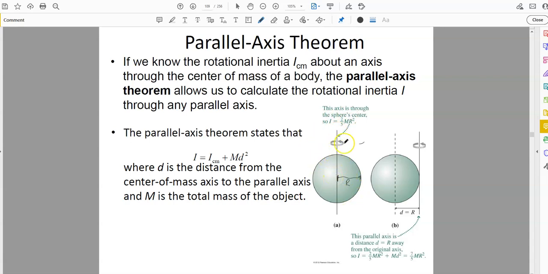Well, what happens if you're not spinning this object around the center of mass? What happens if you choose to spin it around over here at an axis a distance d away? Okay, so what happens if you do that? Well, when you spin it around another part of this object other than the center, you have to use the parallel axis theorem to figure this out.